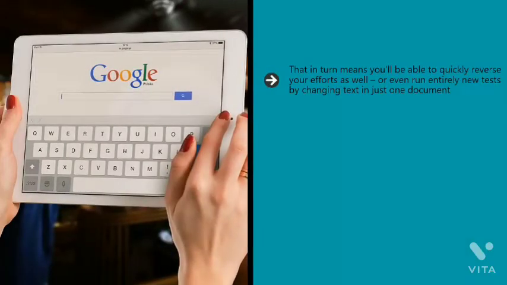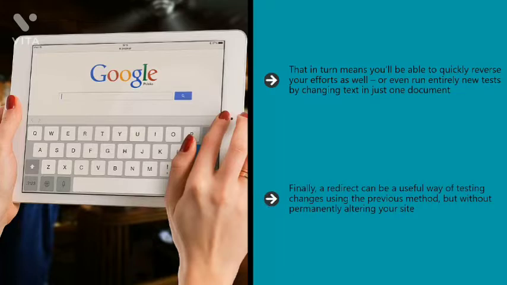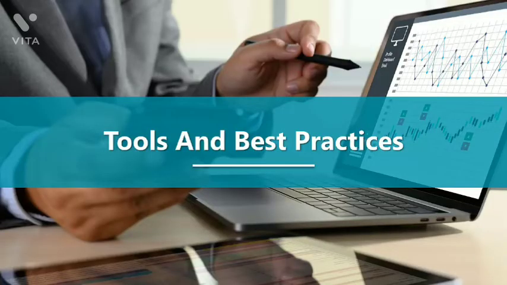That in turn means you'll be able to quickly reverse your efforts as well, or even run entirely new tests by changing text in just one document. Finally, a redirect can be a useful way of testing changes using the previous method, but without permanently altering your site.